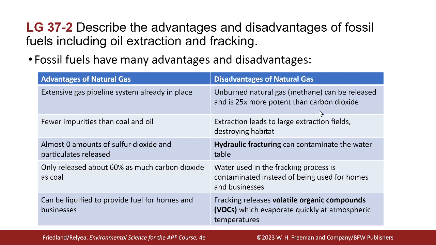Okay, disadvantages. Unburned natural gas, methane, can be released, and that's 25 times more potent than carbon dioxide. So that is worse for the environment as far as greenhouse gases and warming the earth. Extraction leads to large extraction fields and might destroy habitats. So natural gas is still destroying habitats. Hydraulic fracking can contaminate the water table. We'll see an image of that in just a minute, hopefully. And it will contaminate the water and the waterways.